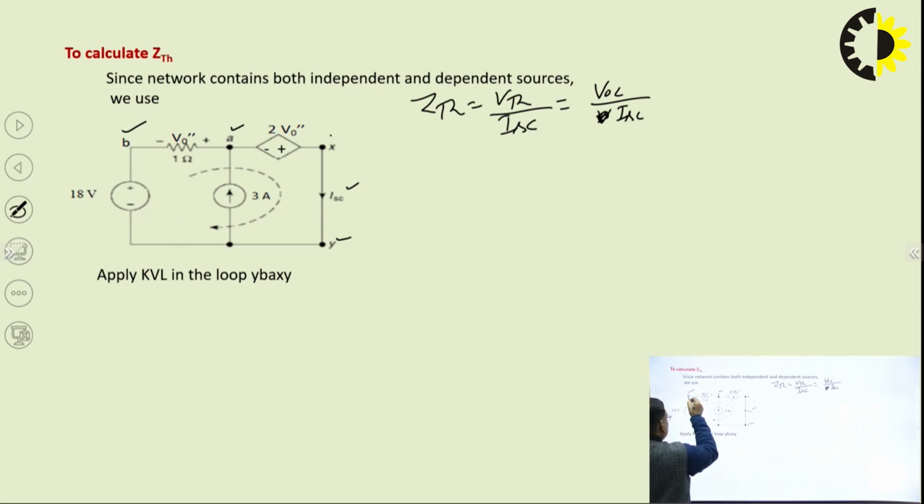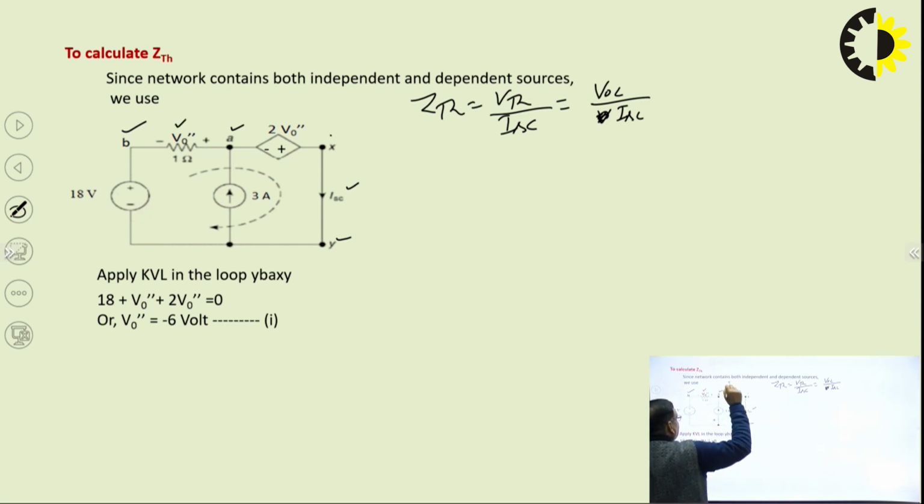Start with Y to B. From Y to B we are moving from negative to positive, so it will be plus 18 volt. Then we are moving from minus to plus, so plus V0 dash, plus twice V0 double dash, because this voltage depends upon the voltage of this branch. This way we can calculate V0 double dash, which comes out to minus 6 volt.